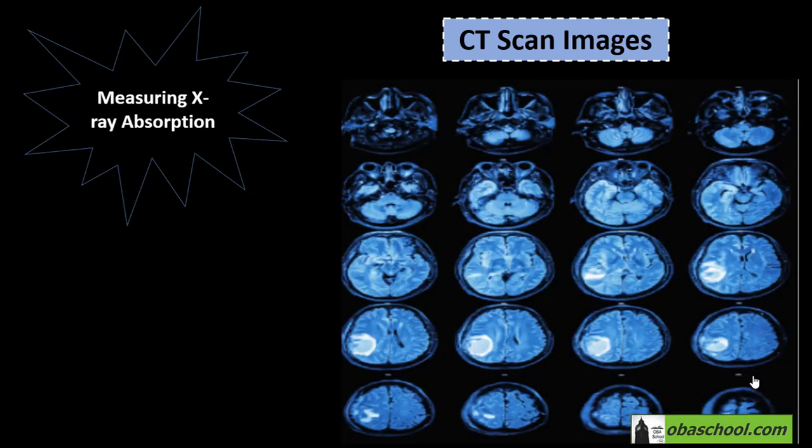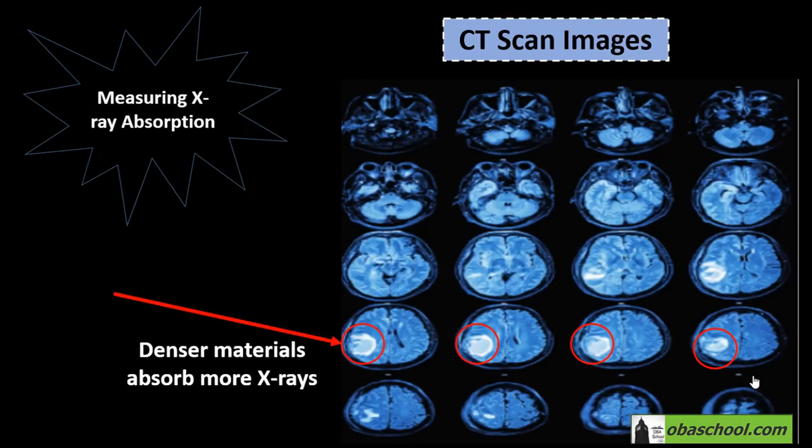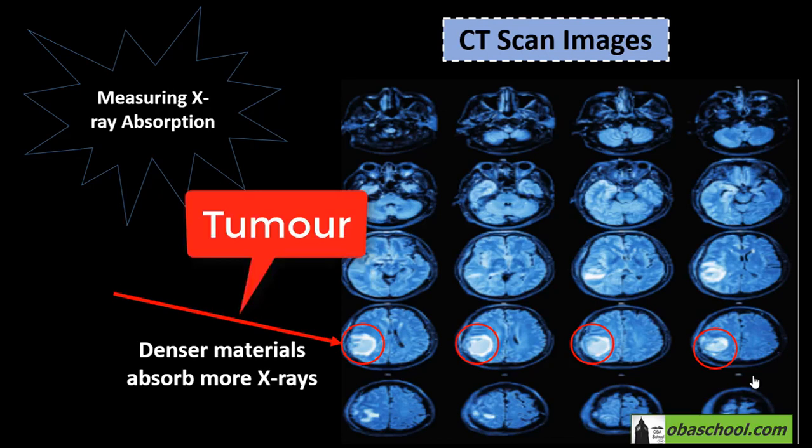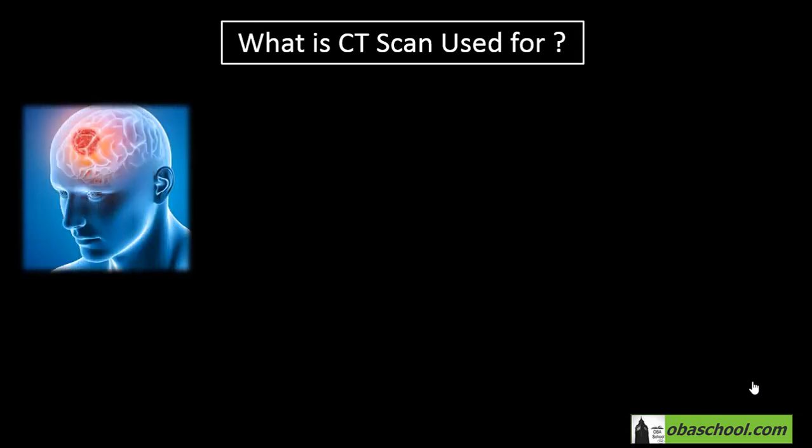But how do the CT scan images look? In order to better understand the images, we first need to know how the process works. The process works by measuring the absorption of X-rays in different regions. As a result, denser materials absorb more X-rays, causing whiter areas, as you can see. These very white areas are an indication of a brain tumor. Consequently, locating a brain tumor is one of the reasons why CT scan is used.